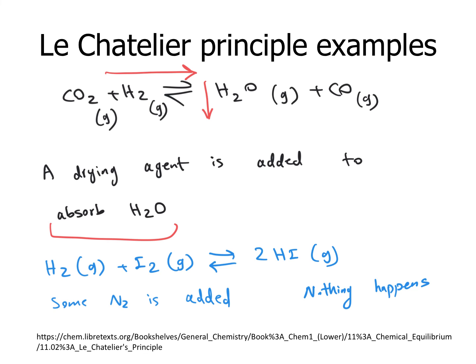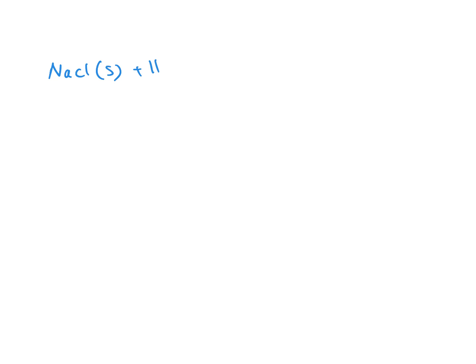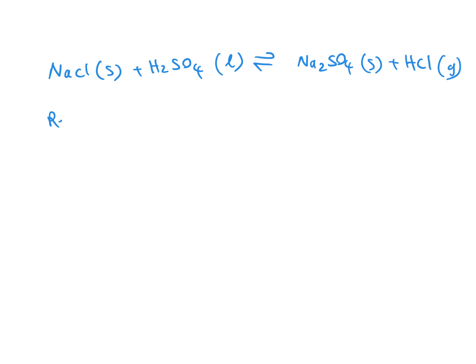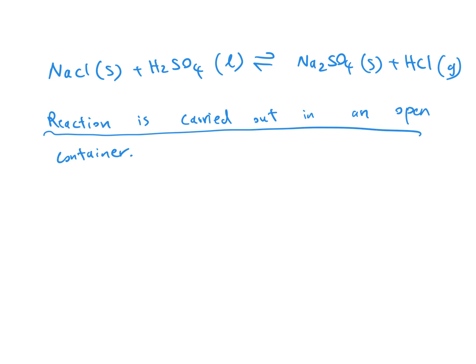Okay. Let's have quickly another example. NaCl solid plus H2SO4 liquid gives Na2SO4 solid plus HCl gas. And I say the reaction is carried out in an open container. Does the reaction go left to right or right to left? Exactly, because your HCl is a gas. If I do the reaction in an open container, the reactants and products that are liquid or solid just stay, they won't leave the reaction vessel.